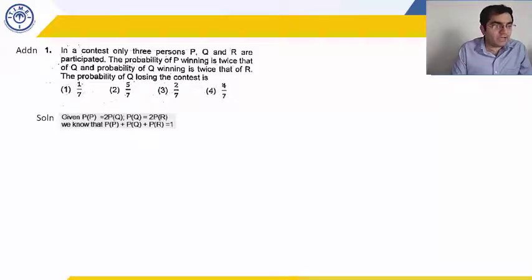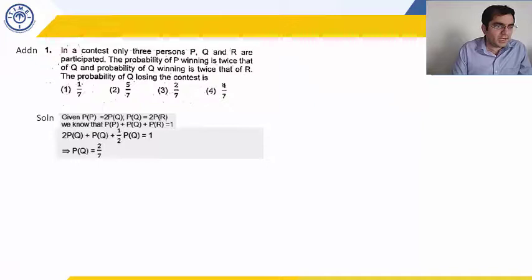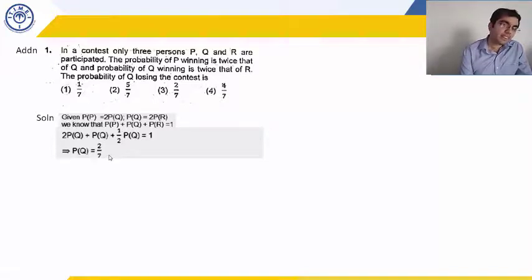Okay. Now we can convert everything in terms of P of Q. So you can write P of P as 2 times P of Q, plus P of Q, plus you get P of R as half of P of Q. And you add all of them. You get the value of P of Q as 2 by 7.